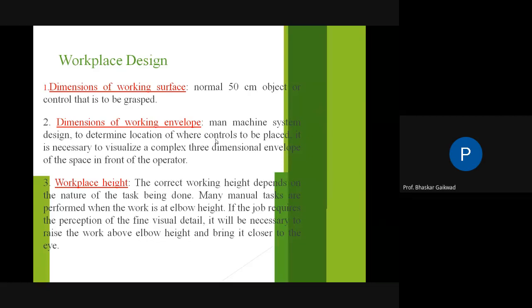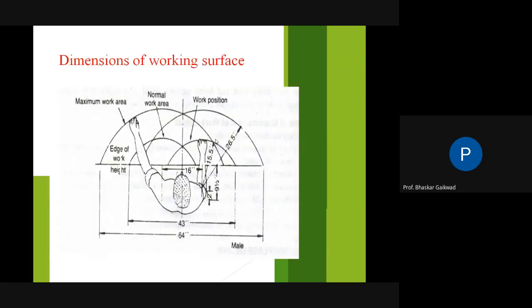Workplace height should be based on anthropometry. Adjustable height should be there. If it is not there, we need to design accordingly. So here is actually the dimension of the working place. Already we have discussed this in the last lecture.